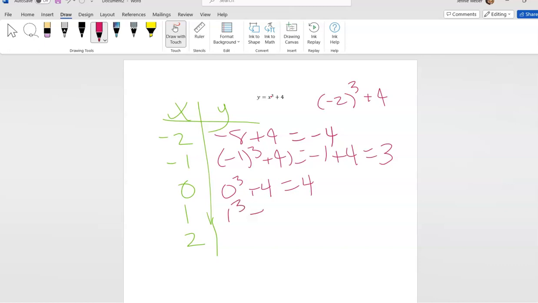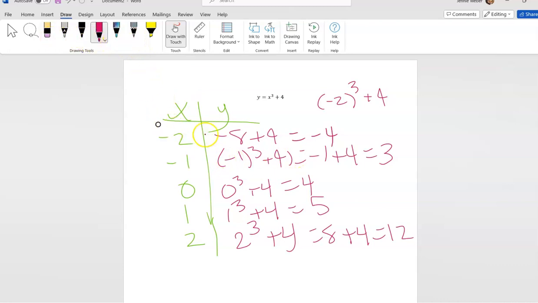1 to the third plus 4 is 5. 2 to the third plus 4 is 8 plus 4, which is 12. Okay, so that's going to give me my points. Now what I'm going to do is I'm going to come back.